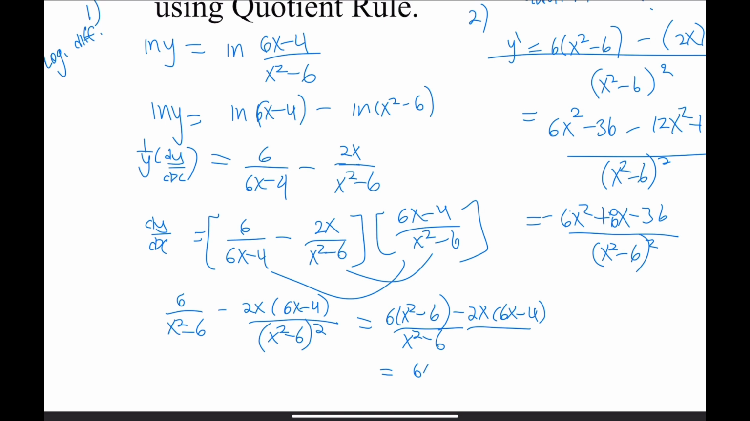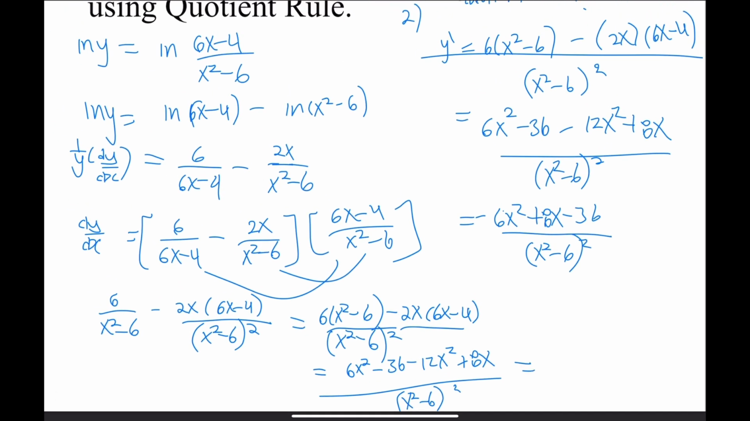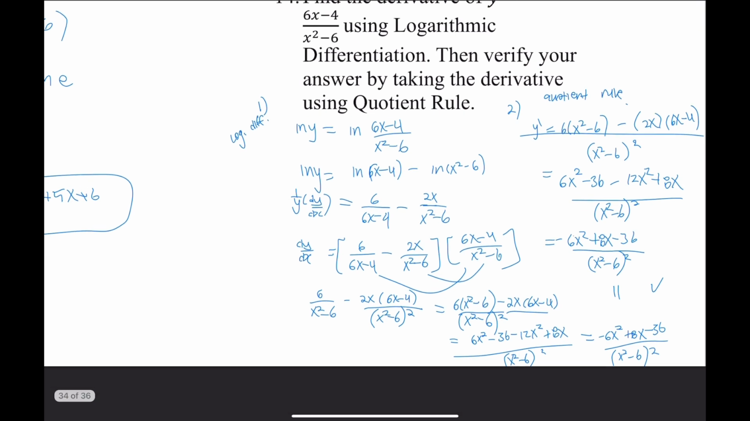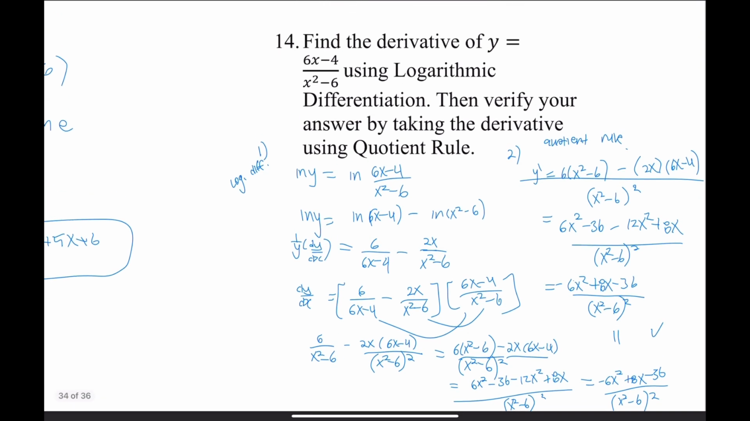This is basically 6x squared minus 36 minus 12x squared plus 8x all over x squared minus 6 squared. This looks a little bit familiar. So negative 6x squared plus 8x minus 36 all over x squared minus 6 to the power of 2. So these two are actually equal, which is valid, right? So normally I think you should write like a justification for this.